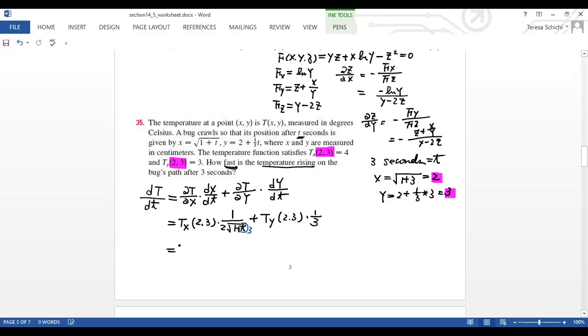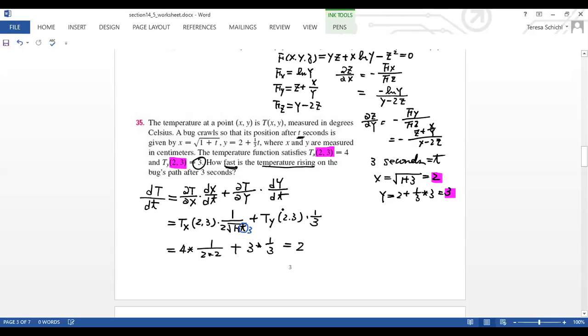So the partial derivative at (2, 3) is 4 times, this is 2, so it's 1 plus 3, so it's times 2, right? Square roots here. Then plus the partial derivative with respect to y at (2, 3) is 3, right? Because in here, then times 1/3. So what is here is 2.